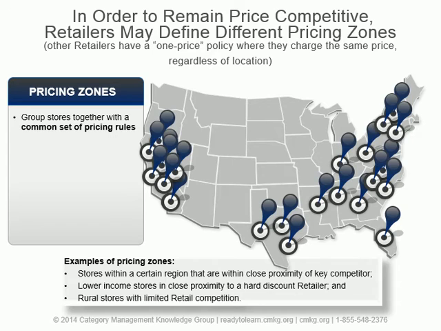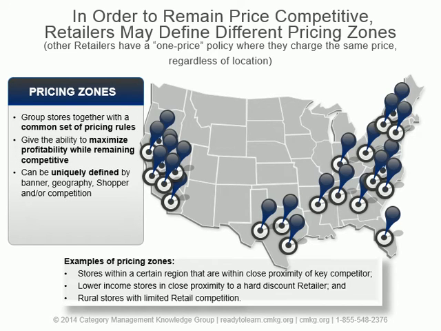Lower income stores that are in close proximity to a hard discount retailer may require lower prices than other zones. Price zoning gives the ability to maximize profitability while remaining competitive within the marketplace. Determining an optimal price strategy through zone configuration requires a deep understanding of many factors, like banner, geography, shopper, and/or proximity to competition. For commodity categories like milk, butter, and eggs, retailers may price by store instead of by zone to ensure competitiveness on these key categories.